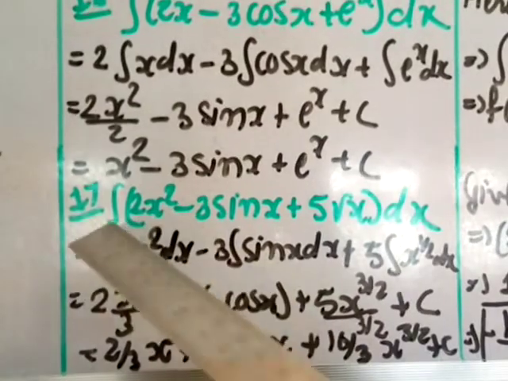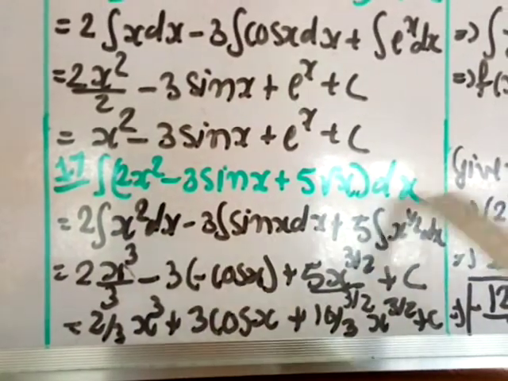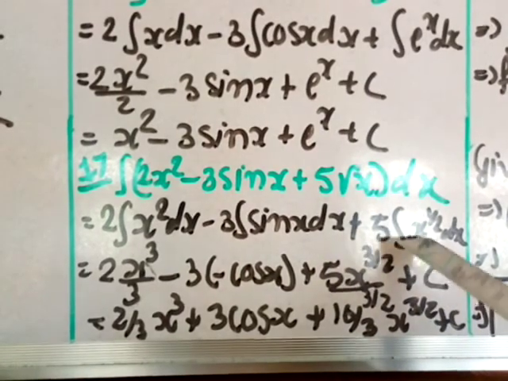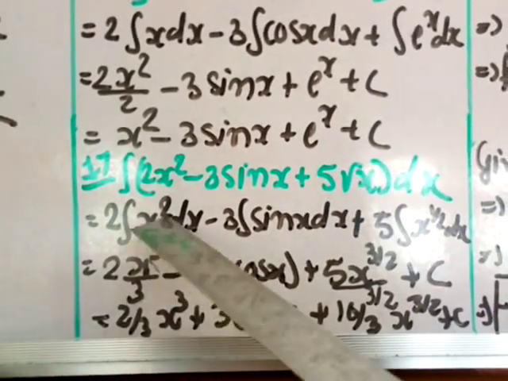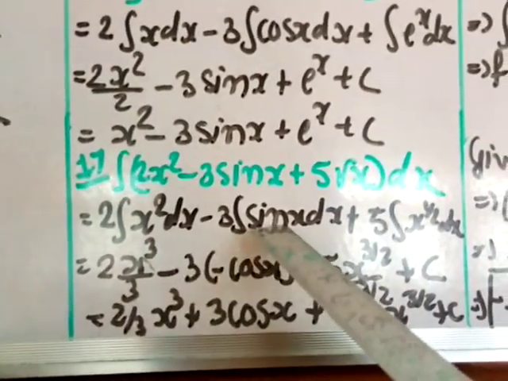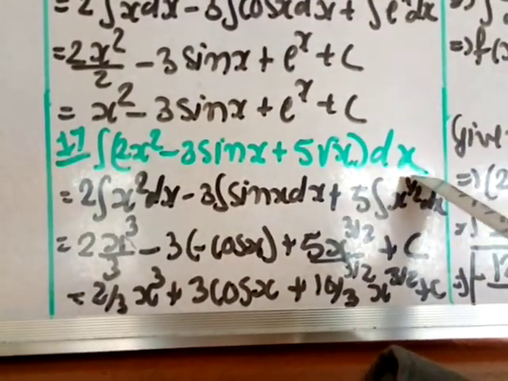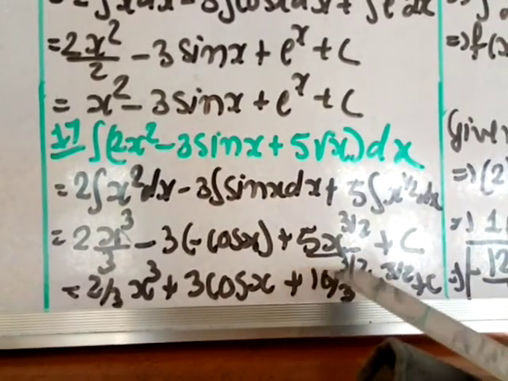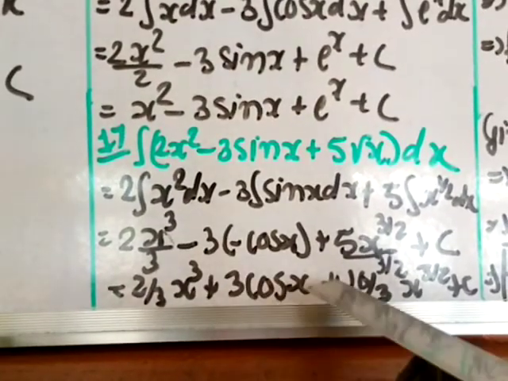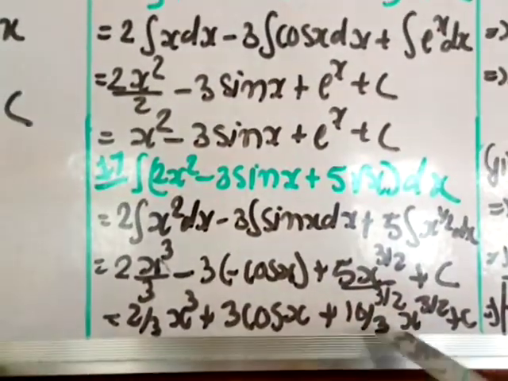Question number 17. Integral 2 x square minus 3 sin x plus 5 root x dx. Give separate integral. So 2 integral x square dx minus 3 integral sin x dx plus 5 integral x power 1/2 dx. I'll use x power n: 2 plus 1 that is 3, divided by 3, minus 3 integral of sin is minus cos x, plus 5 x power 1/2 plus 1, so take LCM you got 3/2 and denominator 3/2, plus c. Here 2/3 x cube plus 3 cos x plus 5, 2 you transfer up, so 5 into 2 is 10/3 x power 3/2, plus c.